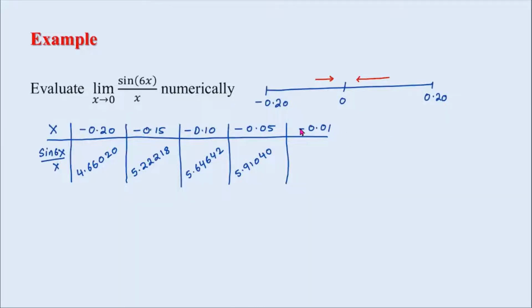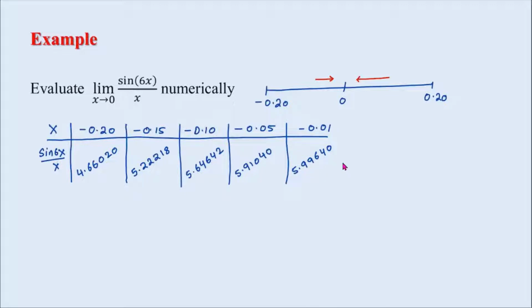Now let's plug in this next value, negative 0.01 for x, into this function and simplify using the calculator. So we get 5.99640. So in the beginning, when you go from negative 0.20 to negative 0.15, you can see from 4.6 it jumped up to 5.2. But after that, it is increasing very slowly, and it gets close to 5.9, then 5.996. So clearly you can see that these values are trending closer and closer to 6.